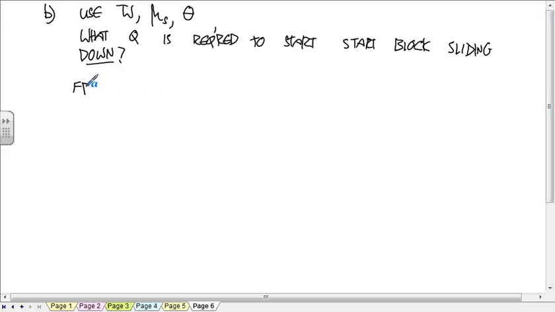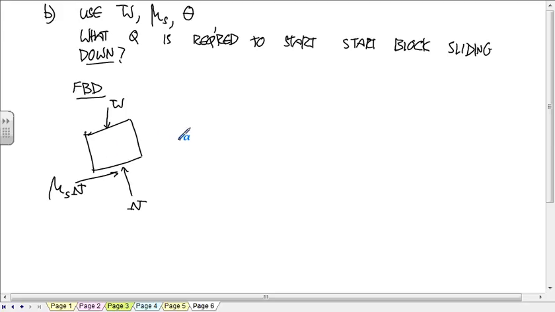Okay, so the free body diagram looks like this. The weight is still pushing straight down. The normal force is perpendicular. Now we're talking about sliding down the ramp, which means friction has to point up the ramp. So that's mu s times the normal. And in order to get it to slide down the ramp, Q has to be going this way, and that's horizontal.